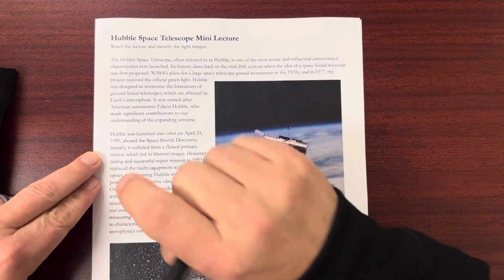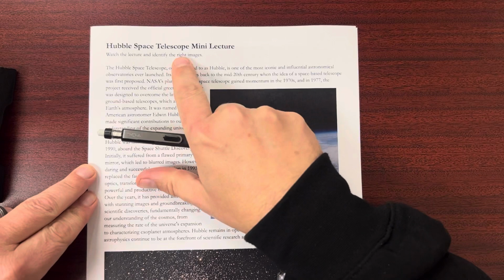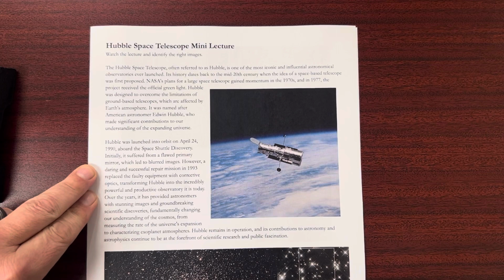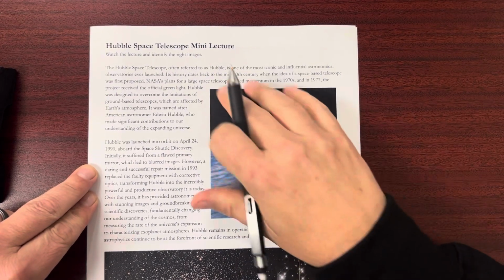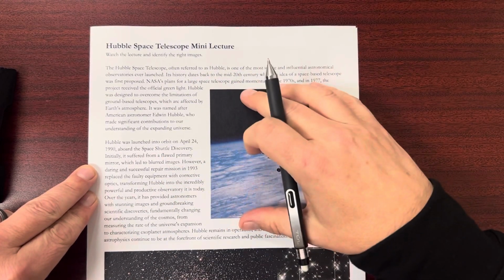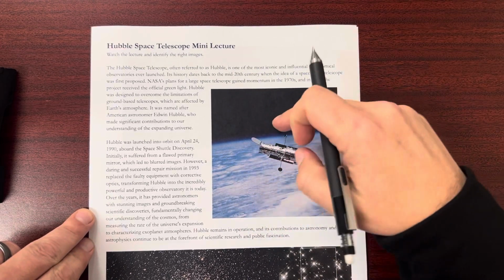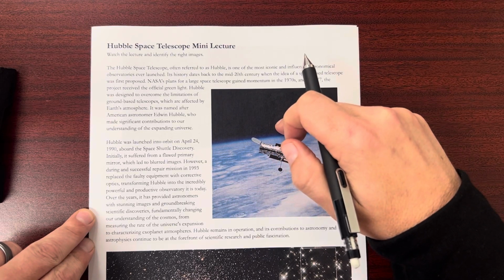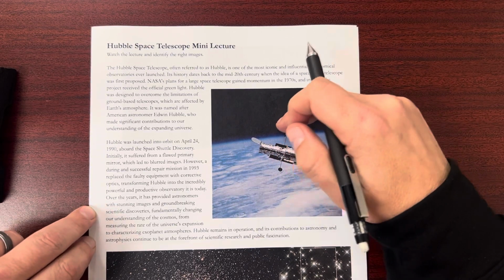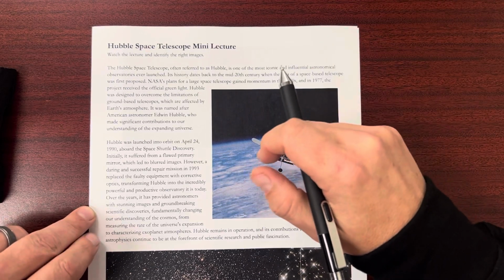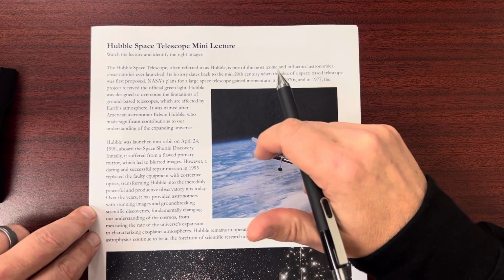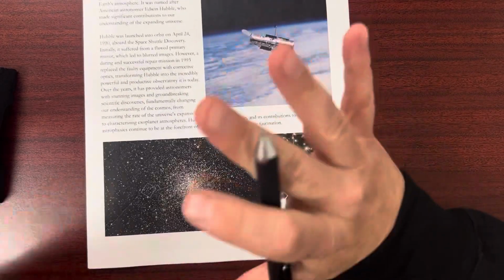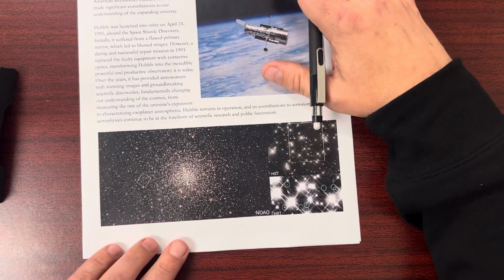Hello, today I'm going to talk about the Hubble Space Telescope, and this is a mini lecture, so you're not writing out a lot of notes, but I'm going to be discussing some of the important discoveries of the Hubble Space Telescope. It's been up in space orbiting Earth since the 1990s, and it was a very important milestone in our exploration of space. It gave us a lot of insights that we didn't have before. So let's go through some of those important things.